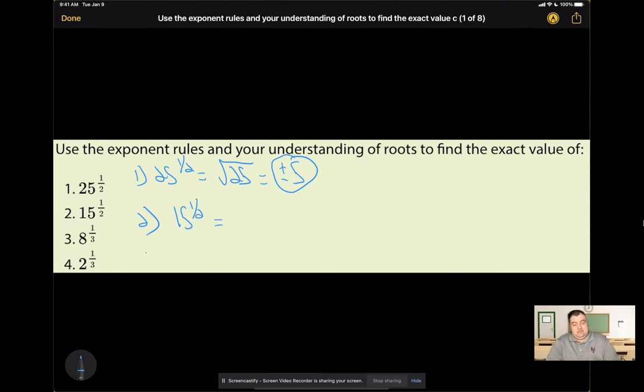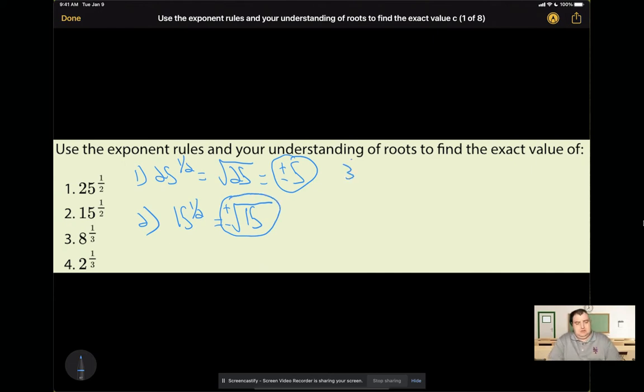Number 2, 15 to the power of 1/2. That would be the same as taking the square root of 15. Now, the square root of 15, we know, is not a perfect square. So I'm just going to leave it as positive and negative square root of 15.